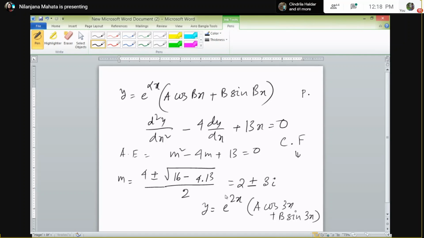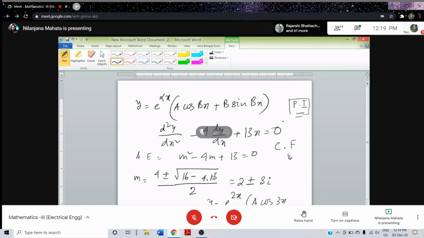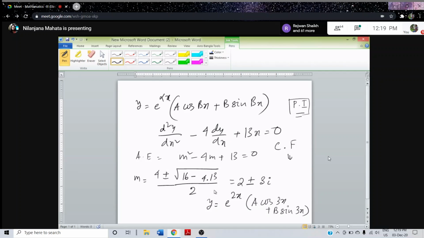Next part we will do how to find my PI. That will be done in my next class. Okay, and I have sent you the PDF about this chapter also. Up to this you may go through the proofs of the theorem and the statements of the theorems. And there are examples given, that is finding the complementary function.